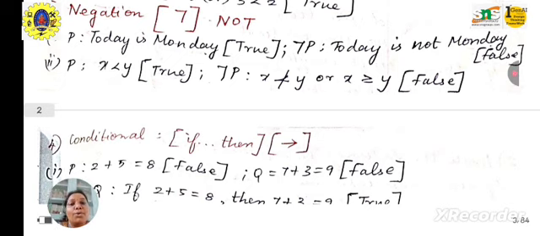Today we are going to continue. In the last video we saw some basic definitions and examples, like propositions and non-propositions, declarative statements, simple statements and compound statements, and some examples of the connectives "and" and "or". Now we are going to see examples of negation.